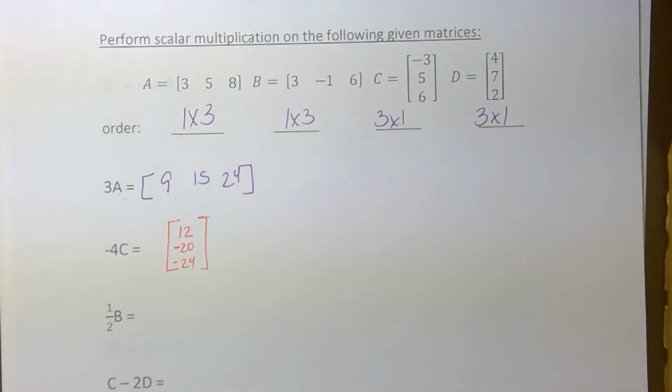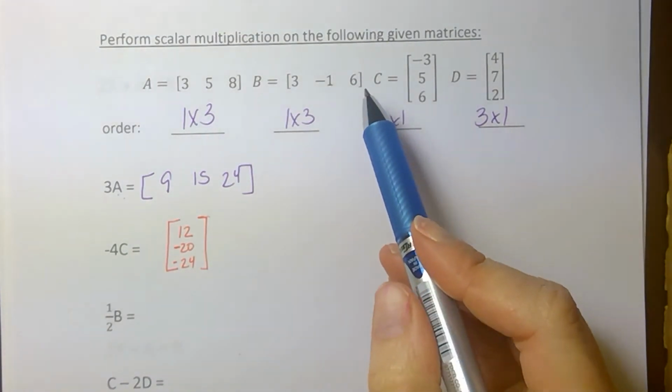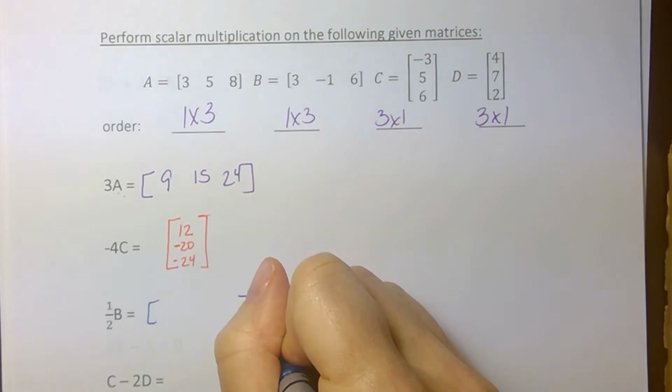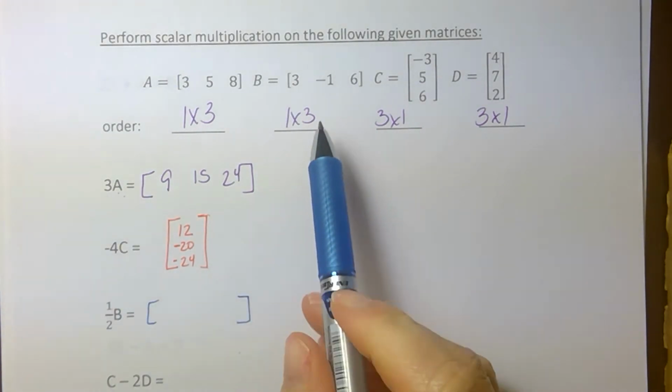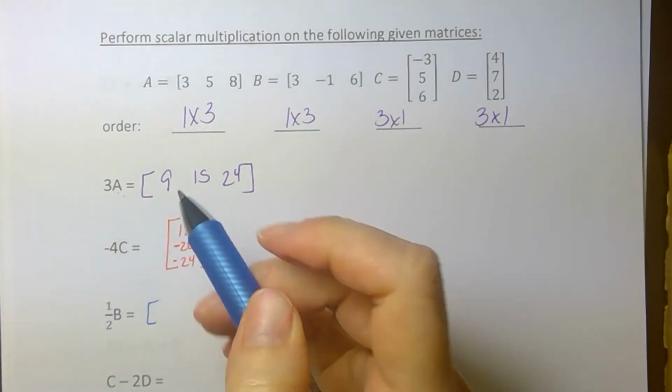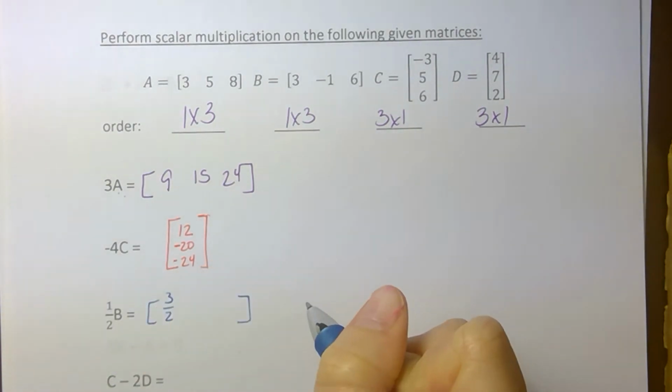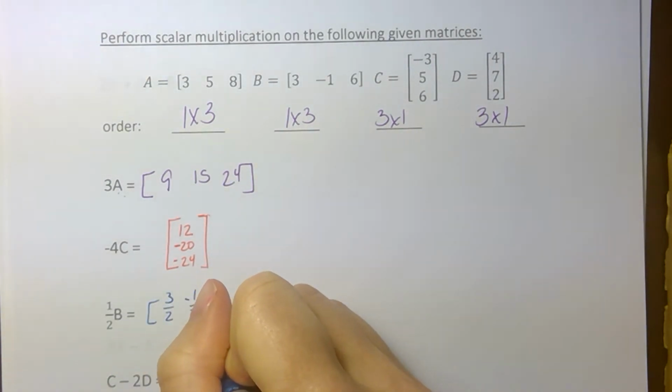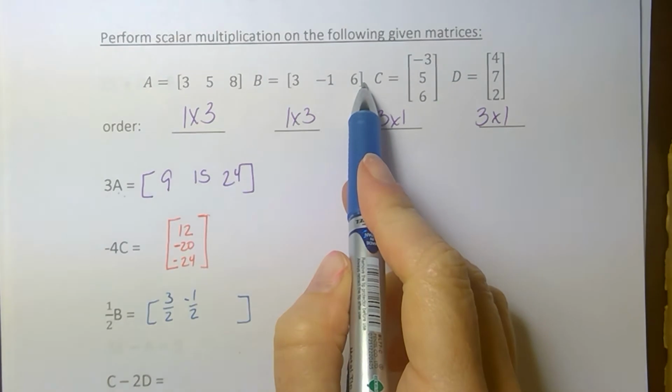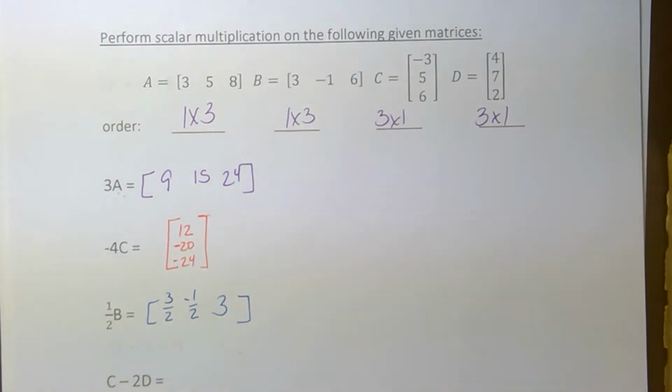All right, the next operation says to take half of B. Half of B, the size, the order will stay the same, so it's still going to be a 1 by 3, but I take half of each of those elements. 3 I'm just going to write as 3 halves. -1 is -1 half. And half of 6, though, 6 times 1 half is just 3.